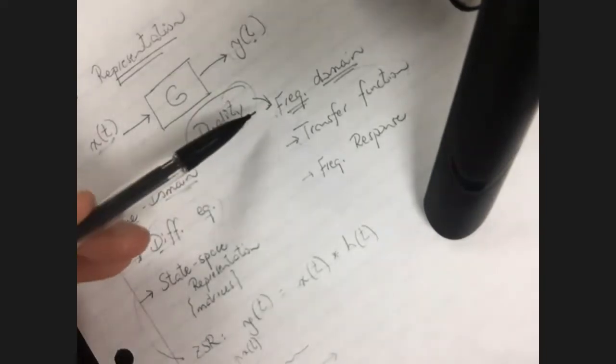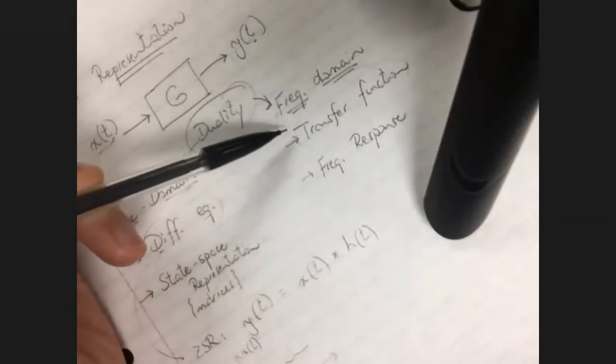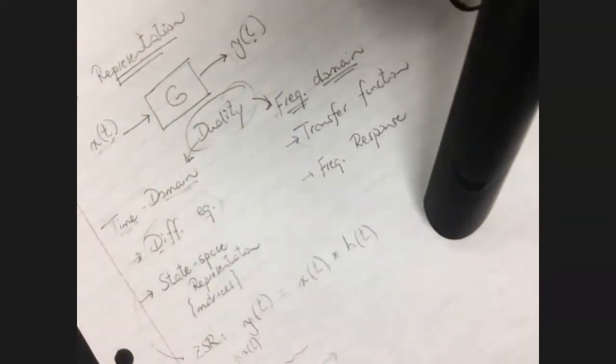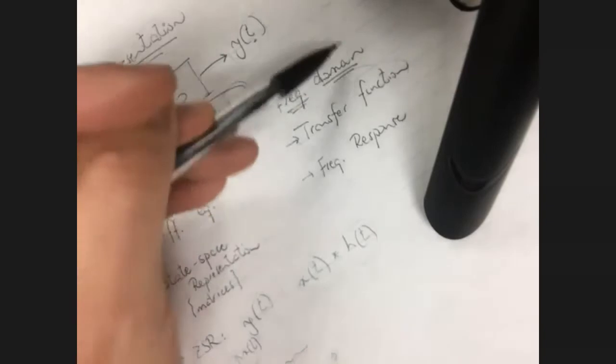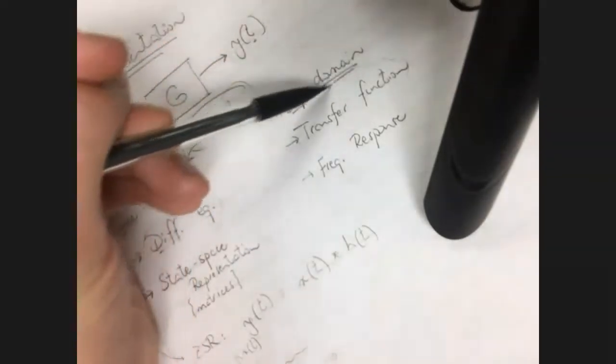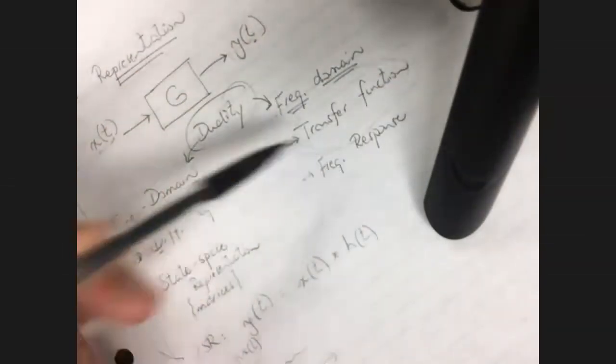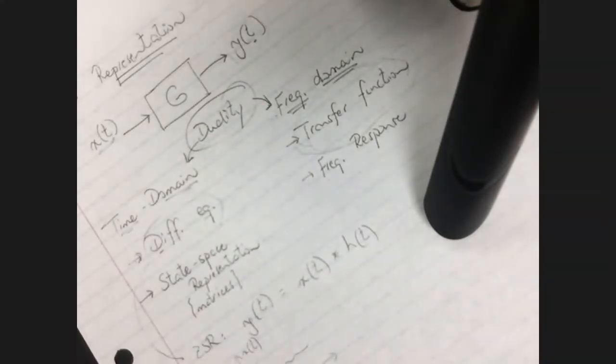Alrighty, so we want to switch over to this domain right here, frequency, and it's going to have a number of advantages. In frequency domain, we can represent systems in a couple of different ways. This is the main one we're going to look at in this class, which is transfer function. Frequency response, we're going to cover a little bit more in the next course, which is controls. But the transfer function is going to be our main one.